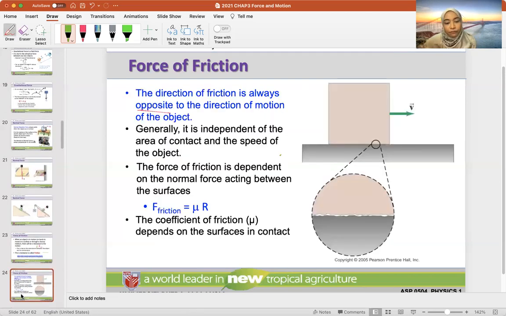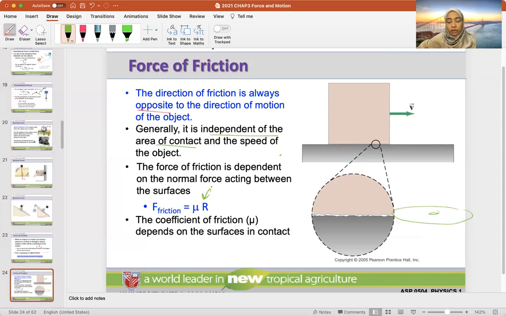Resistance, okay. So direction of friction is always opposite to the direction of motion of the object. Generally, it is independent of the area of contact. Dia tak kisah lagi besar bongkah tu ke ataupun lagi kecil ke, tak kisah. It doesn't care. And the speed of object also does not affect the friction force.